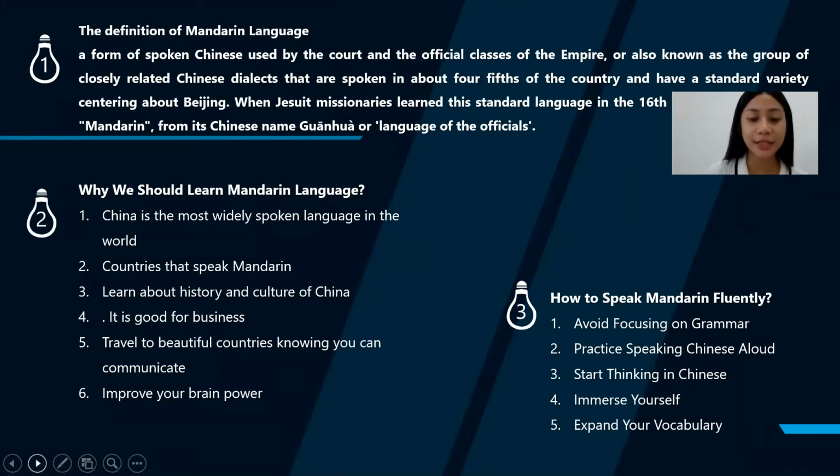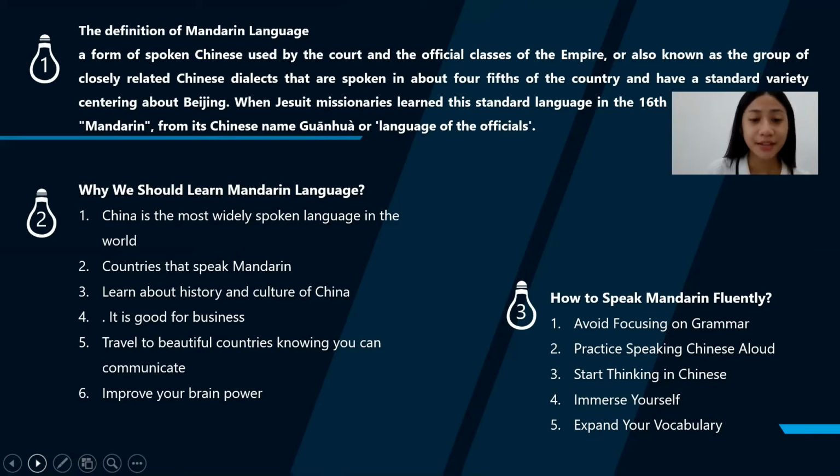Now, I will start my presentation by explaining the definition of Mandarin language. Mandarin language is a form of spoken Chinese used by the court of the official classes of the empire, also known as the group of closely related Chinese dialects that are spoken in about 4/5 of the country and have a standard variety centering about Beijing. When Jesuit missionaries learned the standard language in the 16th century, they called it Mandarin from its Chinese name Guanhua, or language of the officials.